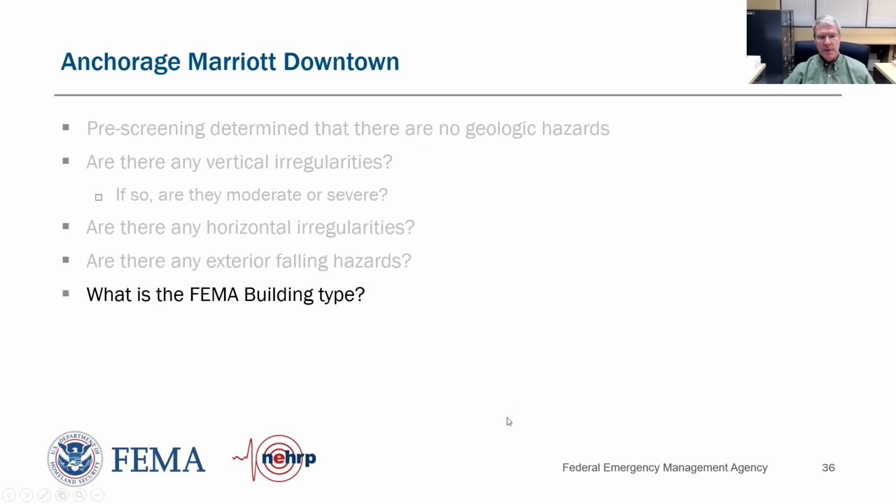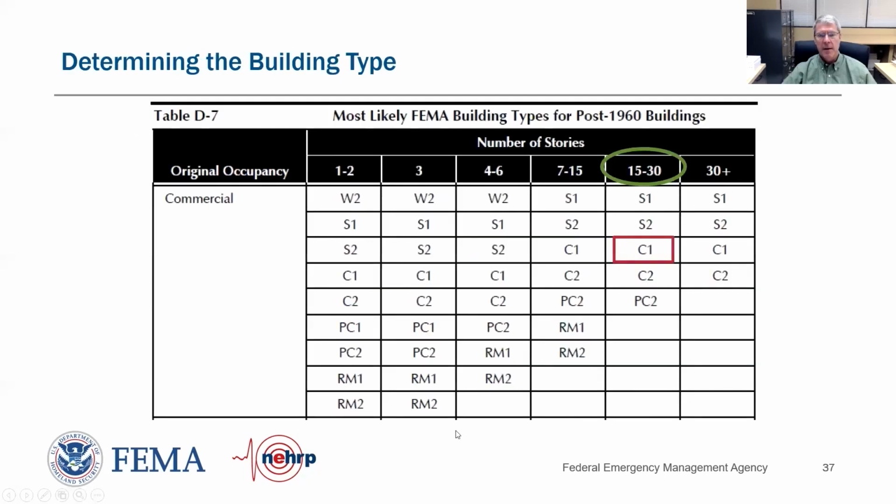So we do have some assistance from FEMA 154 in the handbook, in that they provide tables of the various building types relative to the number of stories as to what the building type is more likely to be. And in this case, we're showing commercial. It's a commercial building.